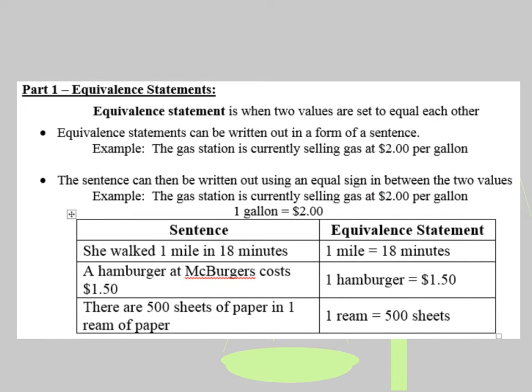So here are some extra examples. It says here, she walked 1 mile in 18 minutes. So she walked 1 mile, 18 minutes, and that is the equivalent statement I can write. Here it says, a hamburger at McBurgers costs $1.50. I can write 1 hamburger equals $1.50. Okay, and there are 500 sheets of paper in a ream of paper. 1 ream equals 500 sheets. Okay, I hope you guys are getting this.